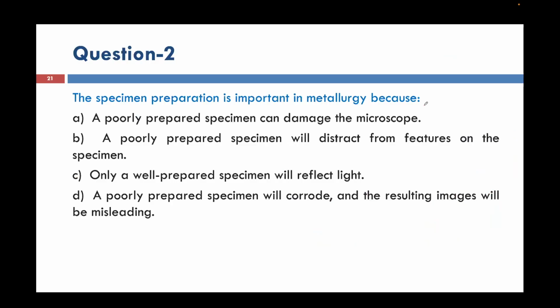So here is question 2: the specimen preparation is important in metallurgy because, so there are 4 options. A, a poorly prepared specimen can damage the microscope. B, a poorly prepared specimen will distract from features on the specimen. C, only a well prepared specimen will reflect light. D, a poorly prepared specimen will corrode and resulting images will be misleading. So can anyone answer which one will be the correct answer?